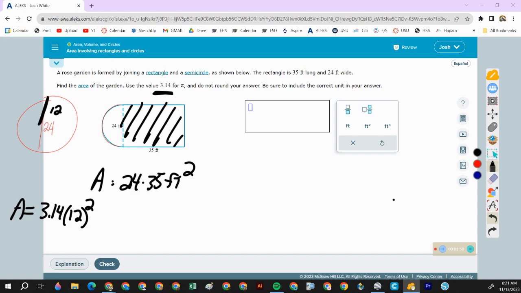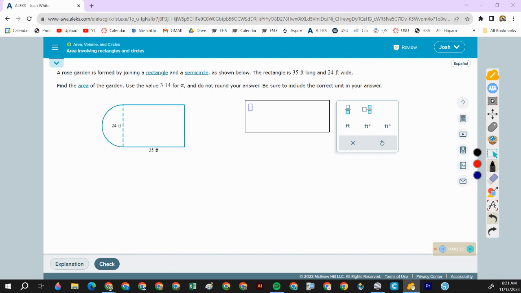But I don't have a whole circle. I only have a semicircle. So I need to divide that by 2. And then we would add these two values together. So 24 times 35, and add that to 3.14 times 12 squared over 2. Does that make sense?